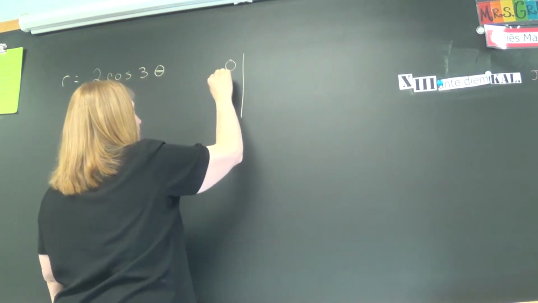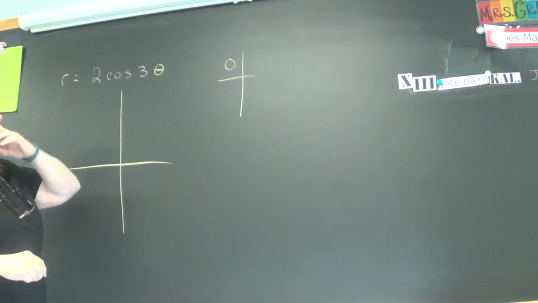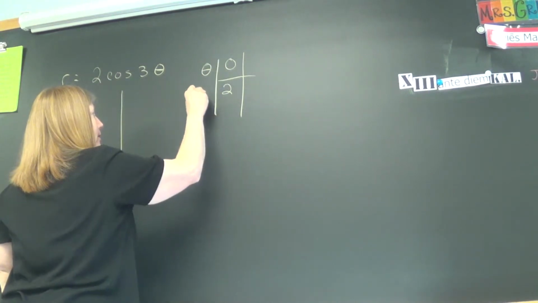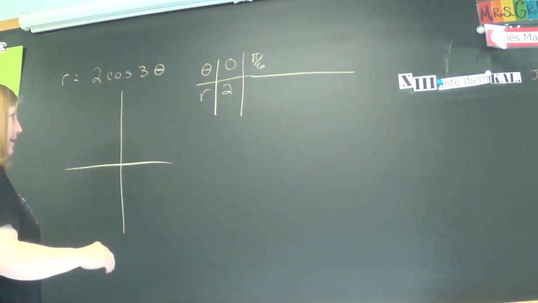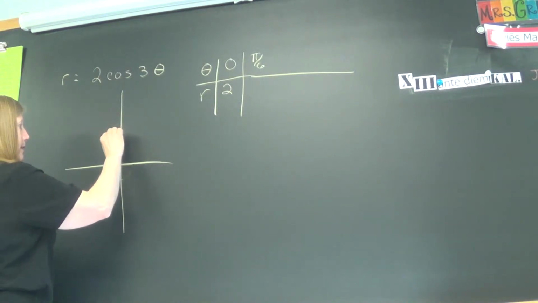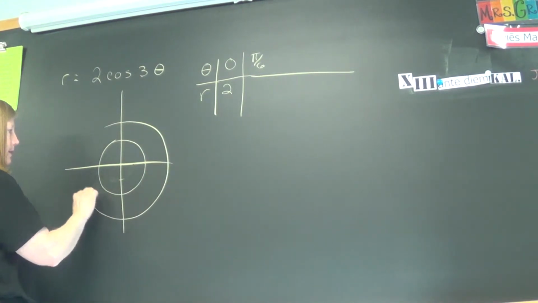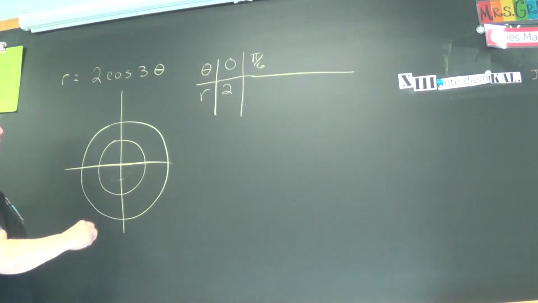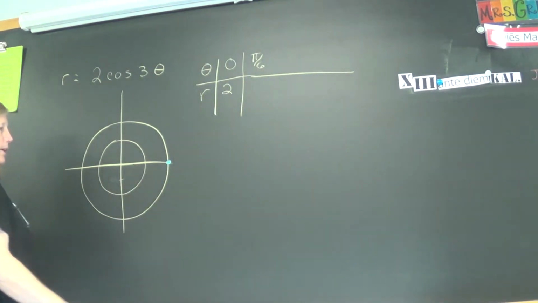When you get 0, what did you get? 2. 3 times 0 is 0, 2 cosine 0 is 2. This is the angle and this is the R, and then we go over to pi over 6. Well, first of all, we graph them as we go. How many circles did you need? Just 2 or 3? I needed 2, but I did 3. Okay, I'll start with 2. The first one is at the angle 0 and it's 2 away from the origin. So that's the first point that we've graphed.